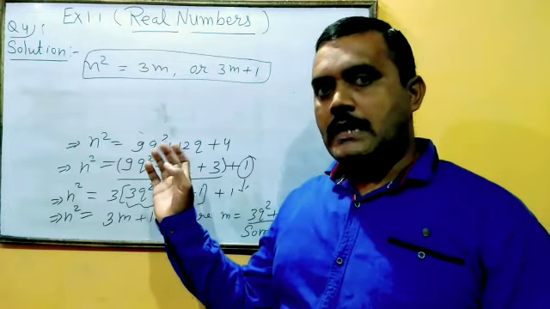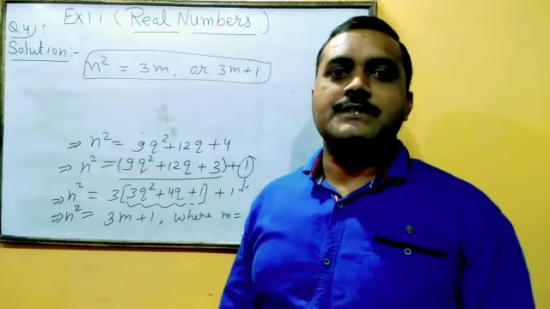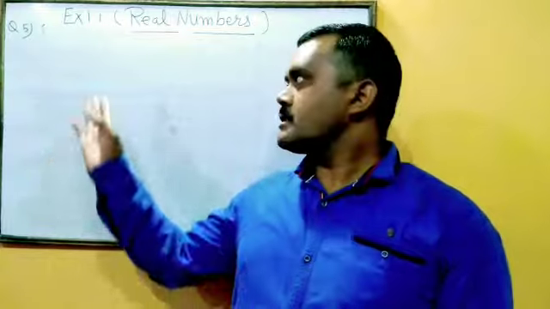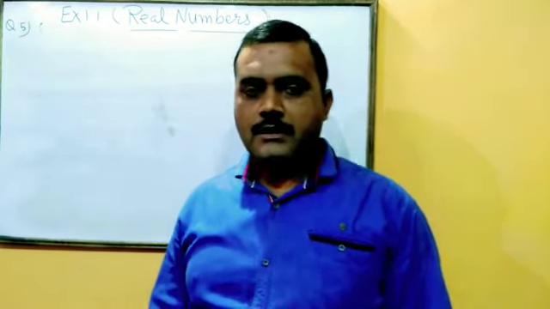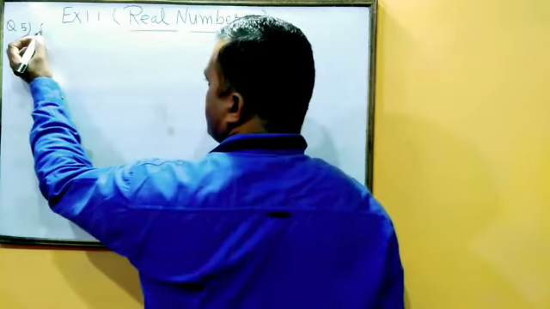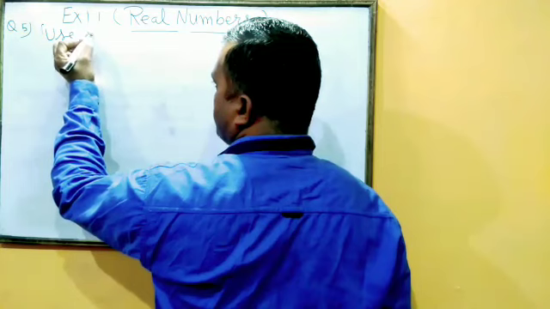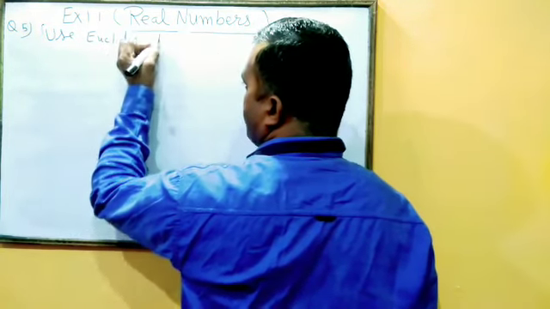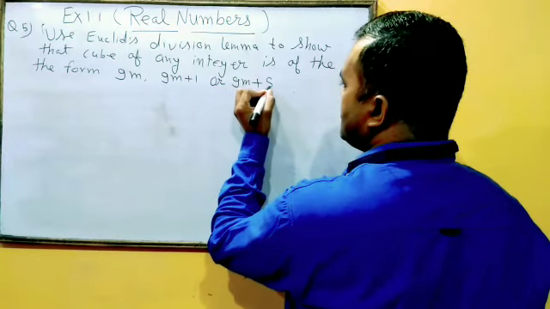Now we move to another question, question number 5 from the same exercise. Let's see what the question is. Friends, the next question is question number 5 from the NCERT book exercise 1.1, and the question is: use Euclid division lemma 9m plus 8.